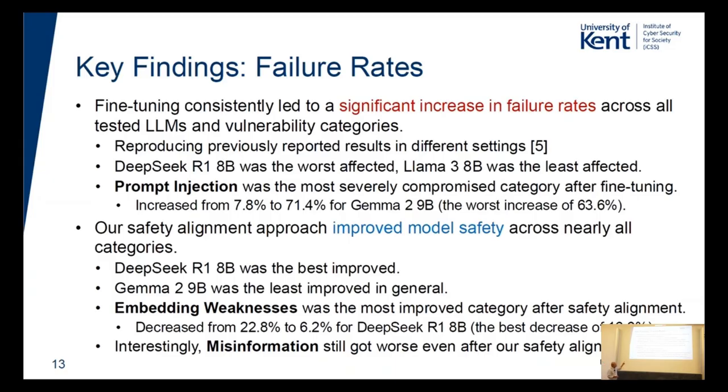Okay? In terms of the category that was the best improved was the embedding weaknesses. I don't remember what that means again, but there's a definition of what that particular category is in the paper. And I already mentioned this, misinformation still got worse even after our fine-tuning with safety alignment.